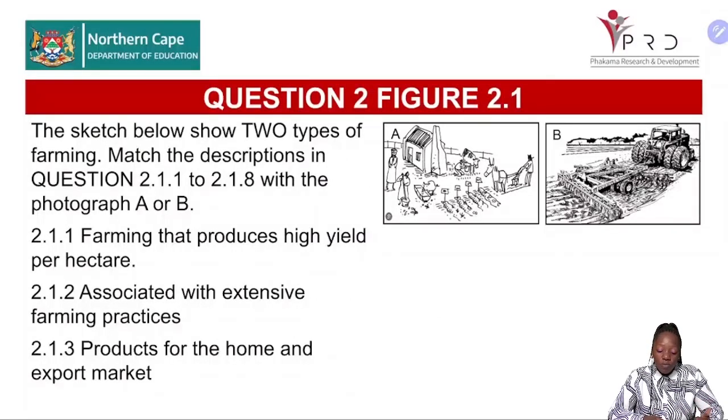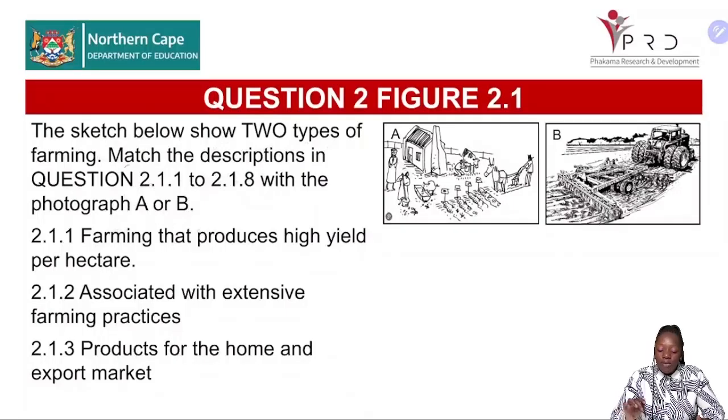Question 2 is the economic geography. So in our economic geography, we're going to start with the types of farming. The sketch below shows 2 types of farming. Remember, we said it is important that you read the instructions. So the instructions are telling us that it is showing 2 types of farming, as in photo A and photo B. So match the descriptions in questions 2.1.1 to 2.1.8 with photograph A and B.